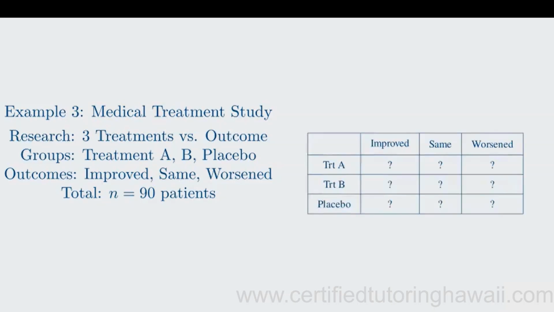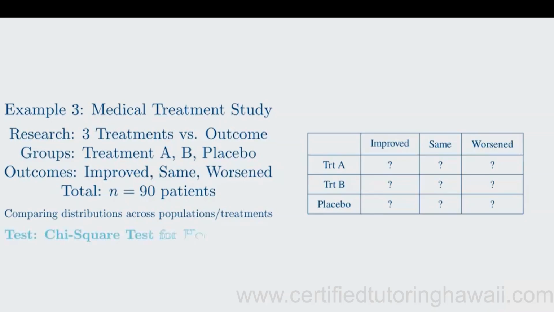Let's break this down. Is this homogeneity or independence? This is a randomized experiment with 3 different treatment groups. We are comparing the distribution of the outcome variable across these 3 experimental groups. The appropriate test is the chi-square test for homogeneity. Whenever you see randomized experiment or assigned to treatments, lean toward homogeneity.